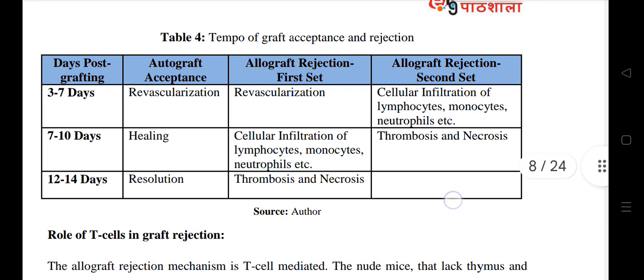Tempo of graft acceptance and rejection. Days post grafting: autograft acceptance, allograft rejection first set, allograft rejection second set. 3 to 7 days: revascularization, cellular infiltration of lymphocytes, monocytes, neutrophils, etc. 7 to 10 days: healing, cellular infiltration of lymphocytes, monocytes, neutrophils, etc. Thrombosis and necrosis. Then 12 to 14 days: resolution, thrombosis and necrosis.